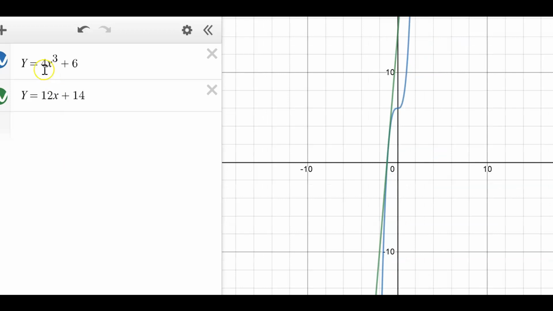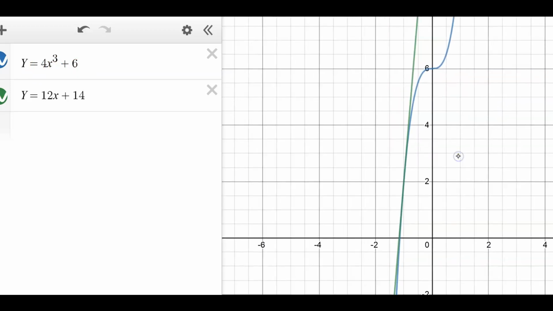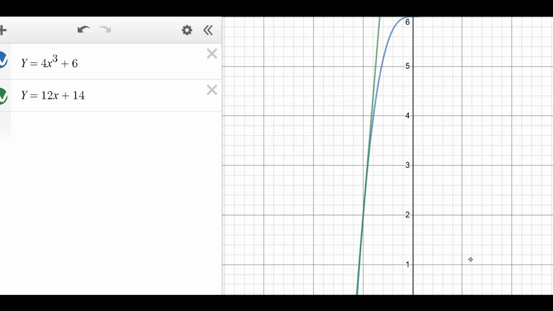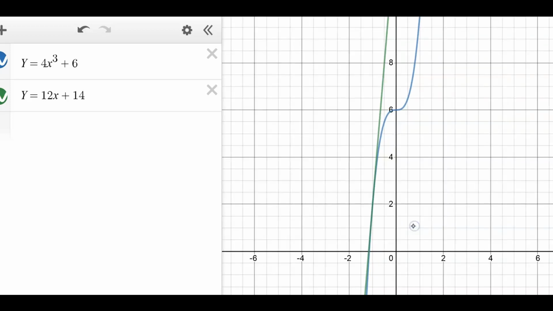So 4x cubed plus 6, that's our blue cubic, and it's a little bit hard to see, but if we zoom in here, here's the point. What was that point? Negative 1, 2. So negative 1, 2. Here's the point. So the green line is tangent to the curve at that point. It's a little hard to see here because of the shape of the curve, but essentially that's what we're looking at. So you kind of have an idea of a visual for when we're doing these problems.